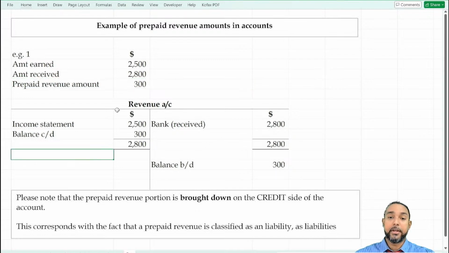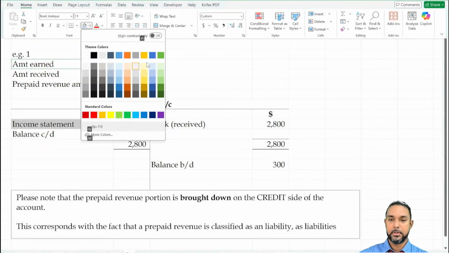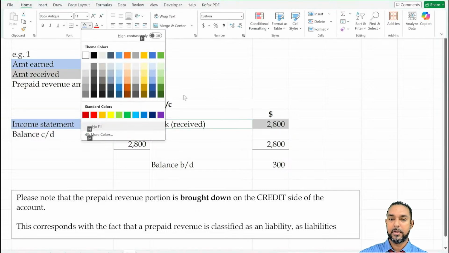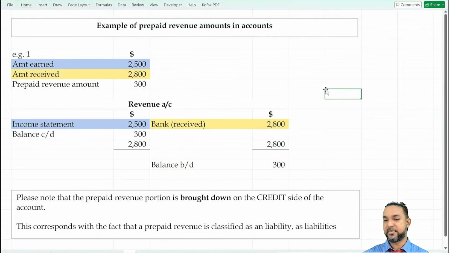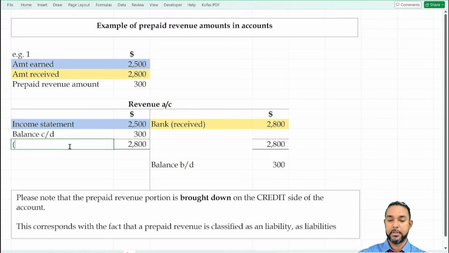Okay, yeah. So if you earn 2,500, that goes on this side. So that was the blue. And the amount received is the yellow. I would have put a green, but I find sometimes the green and the blues look a little too close. The yellow stands out a bit, it's more contrasting. And in this case, the 2,500 on the debit side is less than the 2,800 on the credit side. So what ends up happening is you need 300 more being carried down from the debit side in order to make the account balance. And this is the prepaid amount. And it's brought down here.